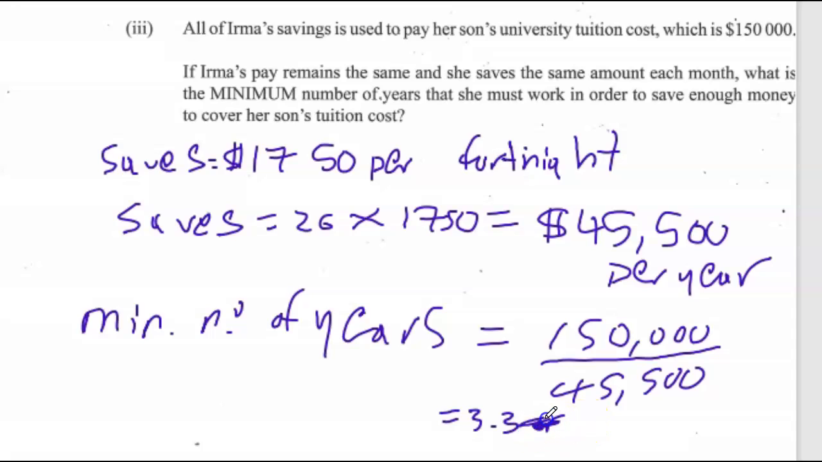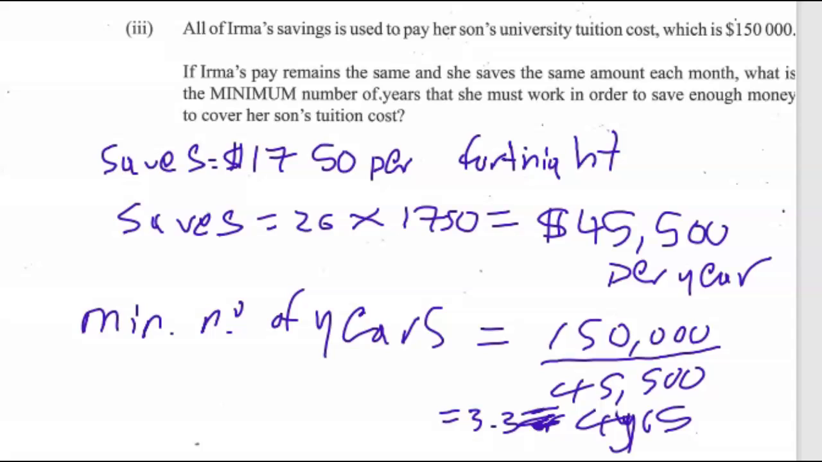Alright, which is equal to 4 years minimum for her to save this amount. Because it will be just over 3 years and a few months. So the minimum amount of years would be 4. And the reason for this, after 3 years, she wouldn't reach $150,000.